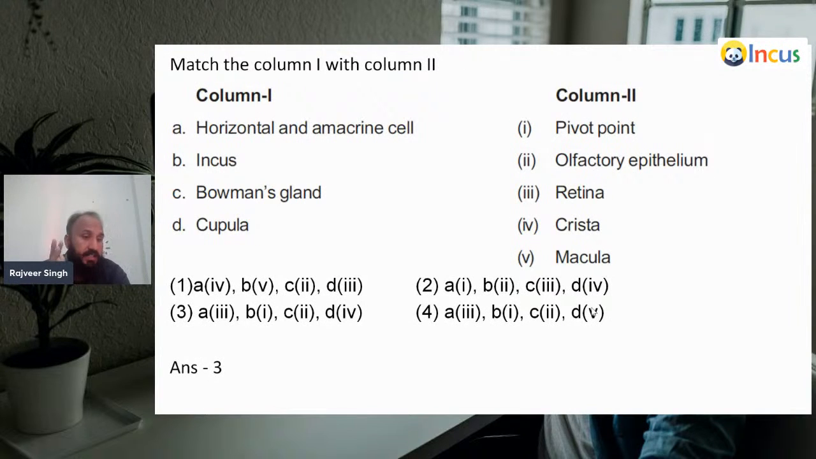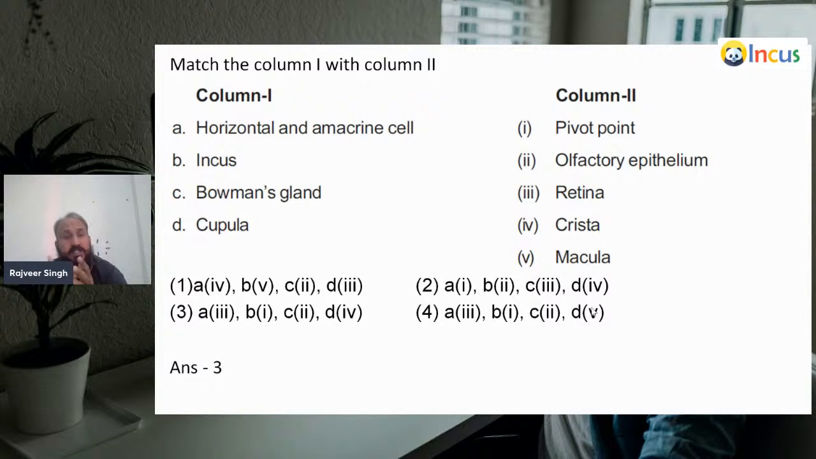Next question. This is again very important, very good. Match the following, column first and column second. Column first: horizontal, amacrine cell. Options: pivot joints, olfactory epithelium, retina, crista, macula. As we see in our theory part, horizontal and amacrine cells are definitely connected with our retinal part.